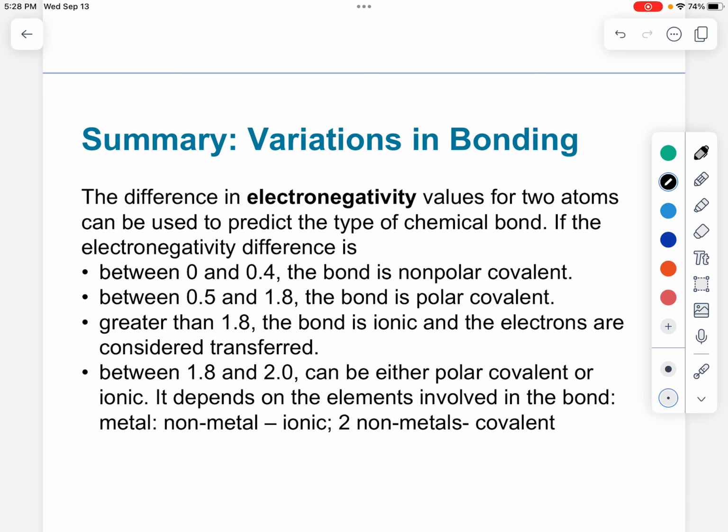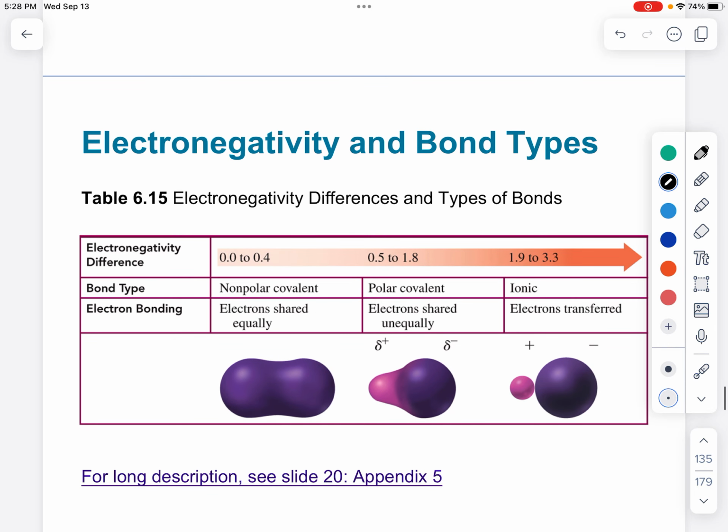Okay. So if you want to pause, you can read this. And here's a graphic description of the bond types and the electronegativity differences. Right, so this one is showing equal electron density on both sides of the bond. This one is showing a polarization. There's still overlap in between, but there's more electron density here, and so it's going to have the partial negative. An ionic bond is represented by non-overlapping spheres.